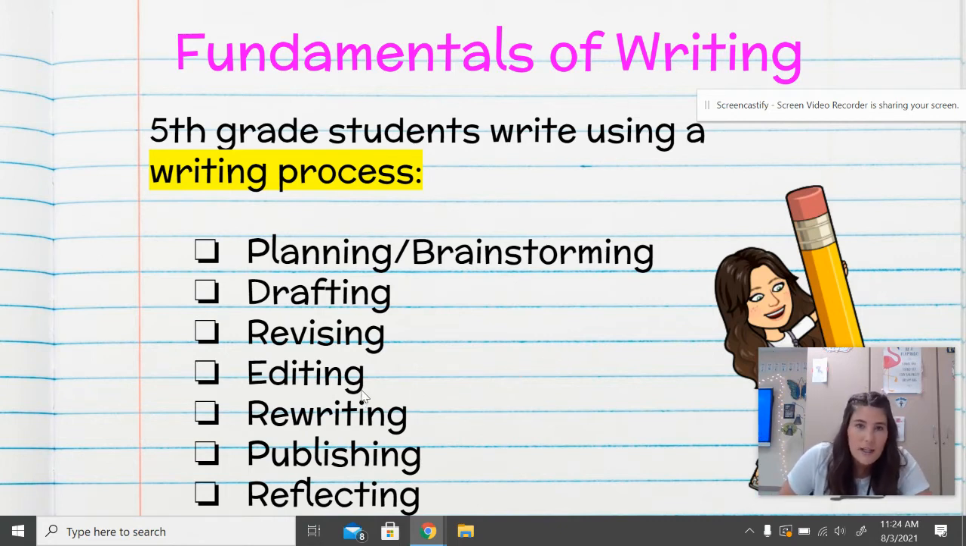Then after we edit and revise, your paper probably is going to look like a hot mess because you're going to have a bunch of different things crossed out, things added in, highlighted things, anything like that you're going to see on your rough draft. So we want to go and rewrite our paper, our essay, so that we can get it to its final stages, which is publishing and reflecting. That red folder that we talked about yesterday, the writing folder, we want to make sure we use that in our publishing. This is where we are going to see our final essay published.